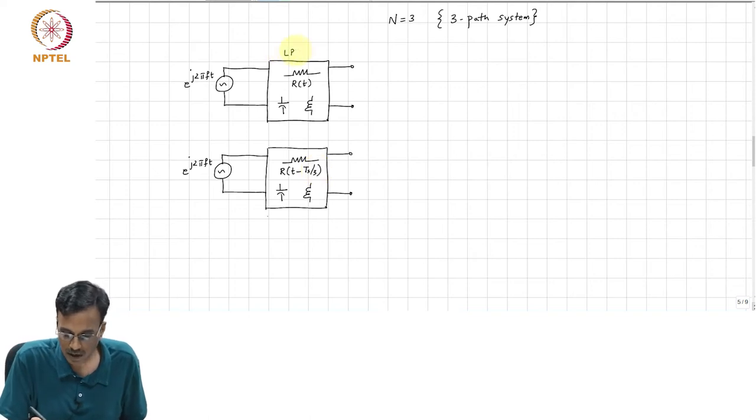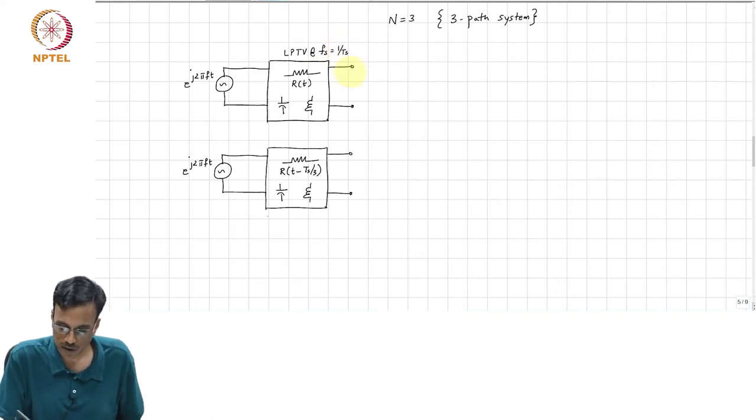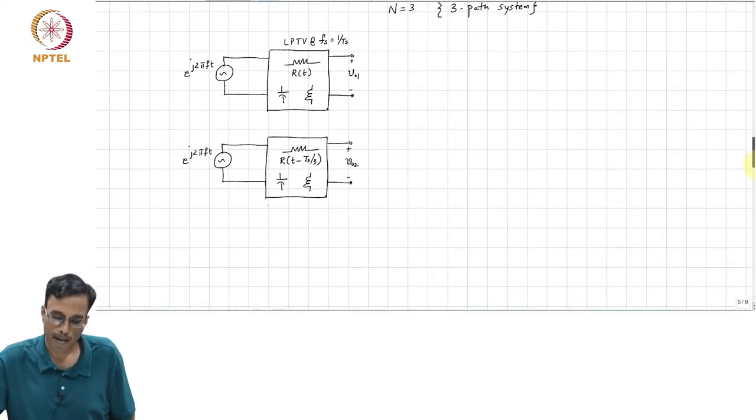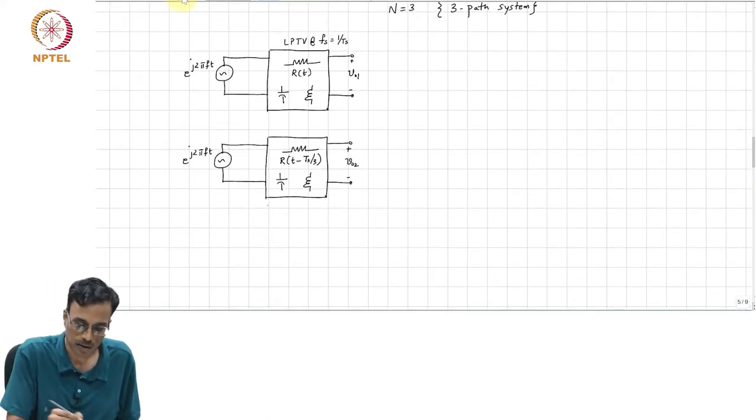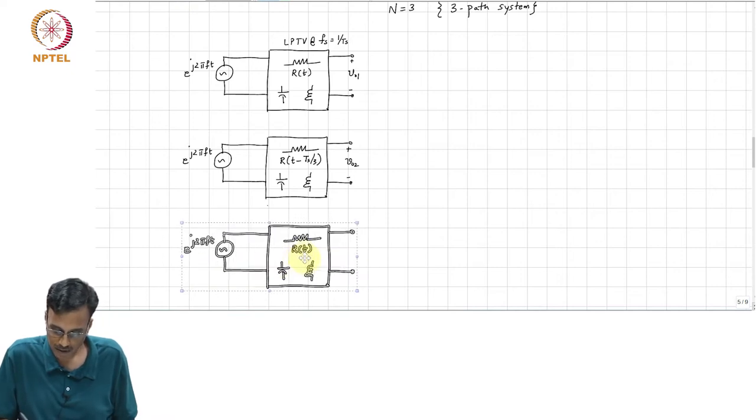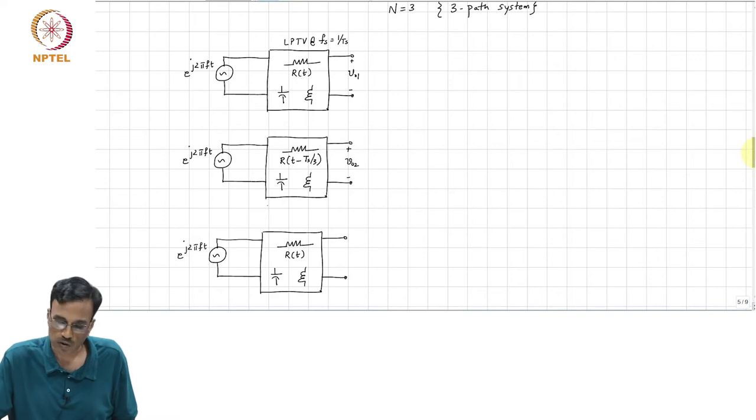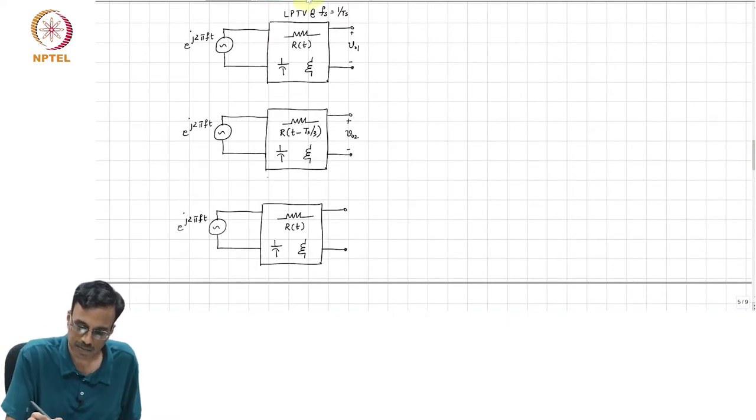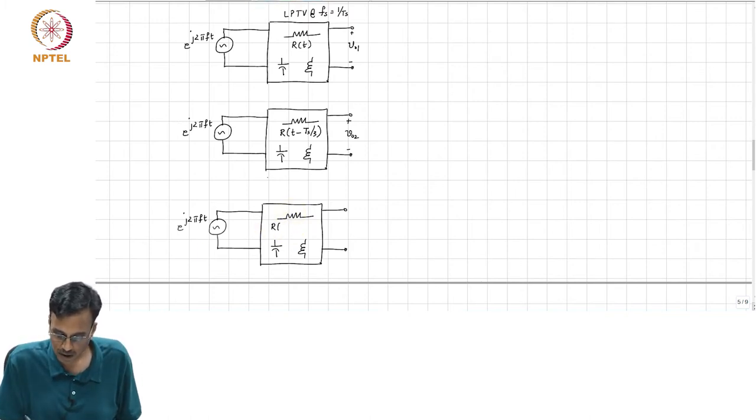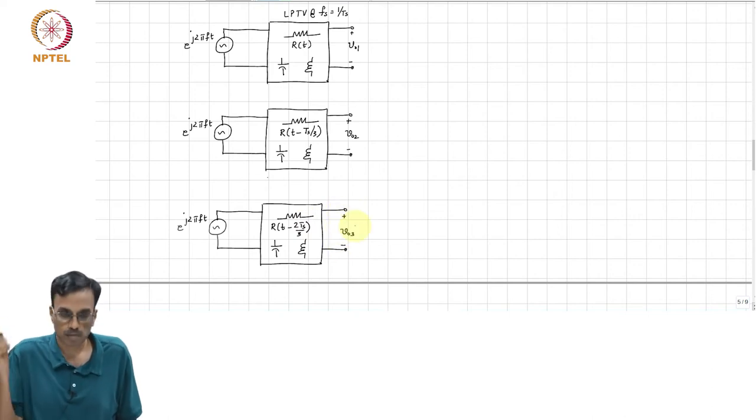So, this is LPTV at fs, which is 1 over Ts. Let us call this VO1, this is VO2. And now I'm going to have a third one here, which is also the same system, except that this is delayed by 2 Ts by 3. So this is VO3.